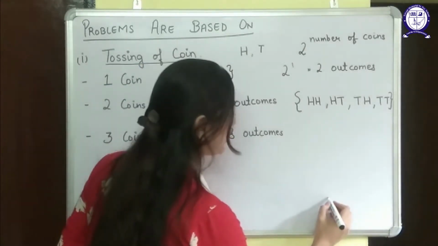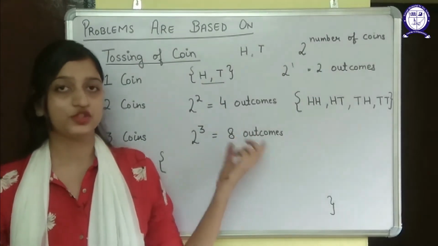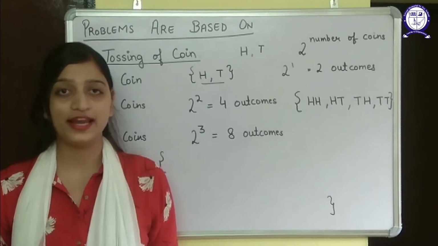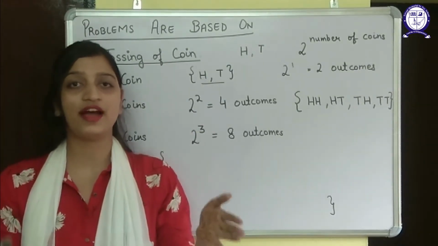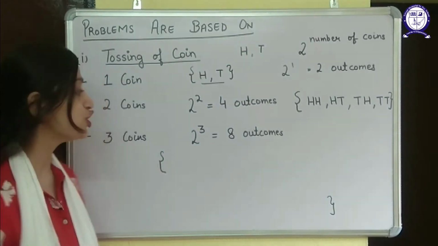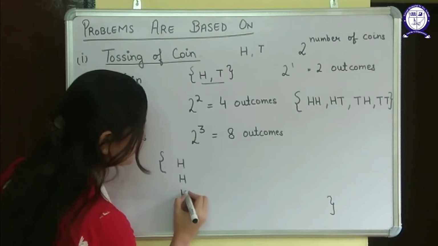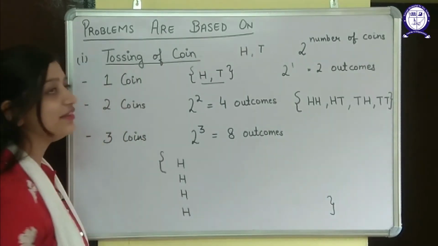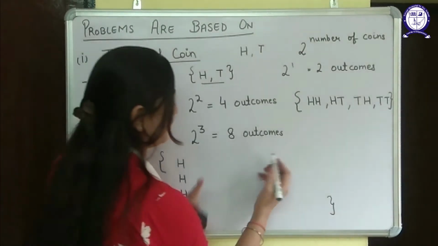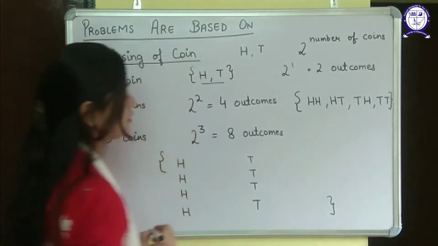And how will I make it? Now I have 8 outcomes. So I will divide 8 by 2. That is, I will take 8 and divide it into 2 equal parts. So I will have 4 and 4. So I will write head 4 times. And then I will write tail 4 times.